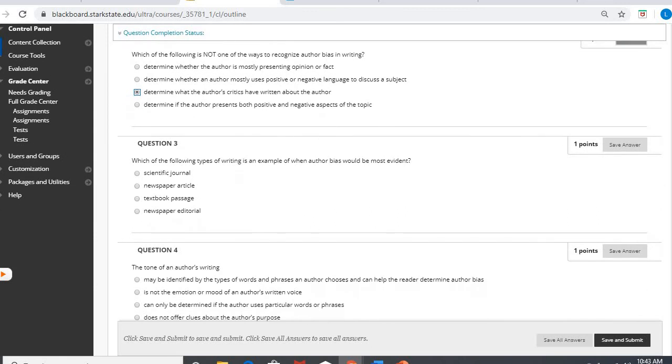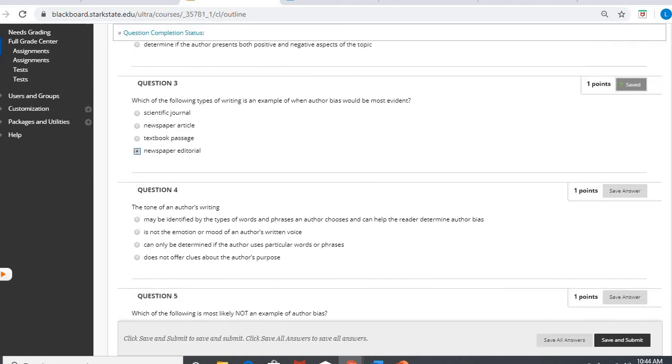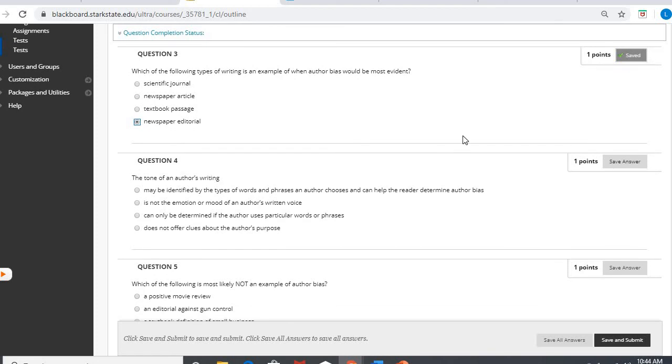Question 3, which of the following types of writing is an example when the author bias would be most evident? So that means 3 of these, there should be no bias. Well, in a scientific journal, a newspaper article, and a textbook passage, those should all be unbiased because they should just be giving facts. A newspaper editorial, that is specifically designed for people to express their opinion, so that's when bias would be evident.